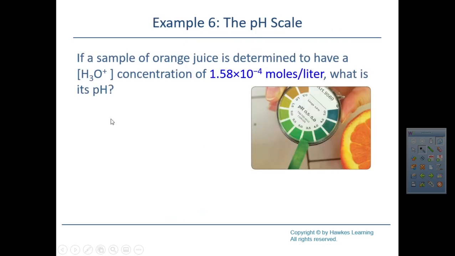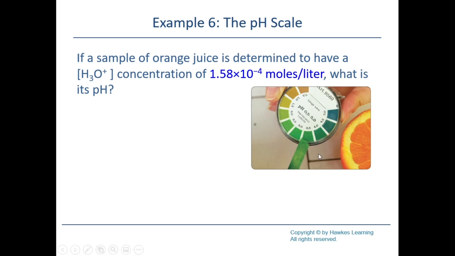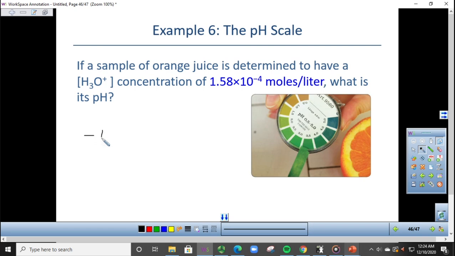And so if a sample of orange juice is determined to have an H3O+ concentration of 1.58 times 10 to the negative 4 moles per liter, what is its pH? Well, the formula just told us to take the negative log and plug in the concentration, because that is the concentration.